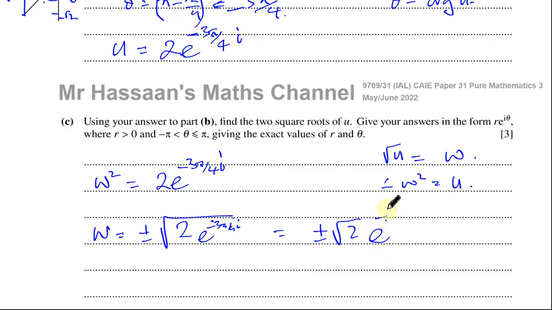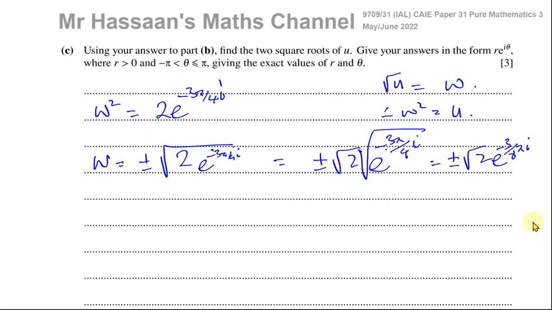You have e to the power of negative 3 pi over 4 i, and we want to find the square root of that. Okay, that gives us plus or minus root 2 times e to the power. Now, when you find the square root of something, it's like raising it to the power of a half. So a half of minus 3/4 pi, minus 3/4 pi is minus 3/8 pi. That's the power of minus 3 over 8 pi i.